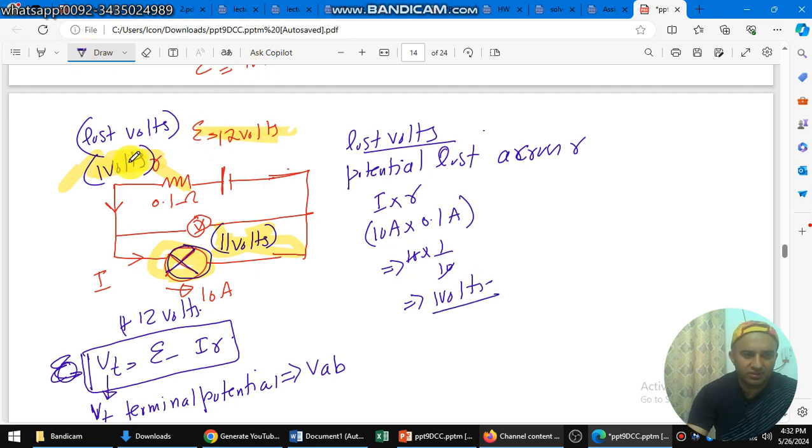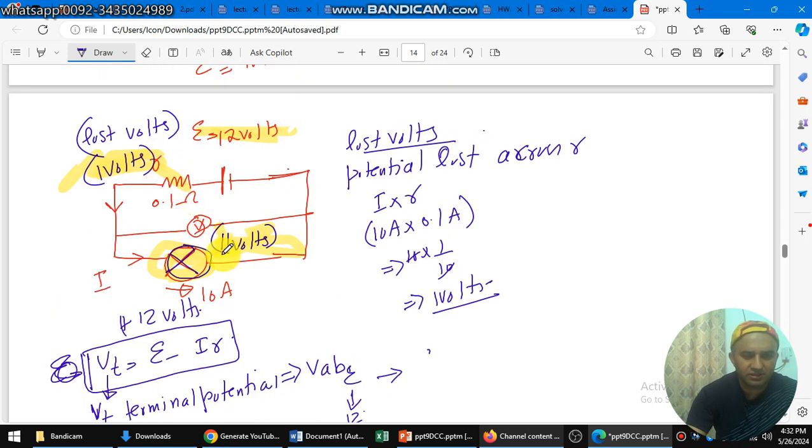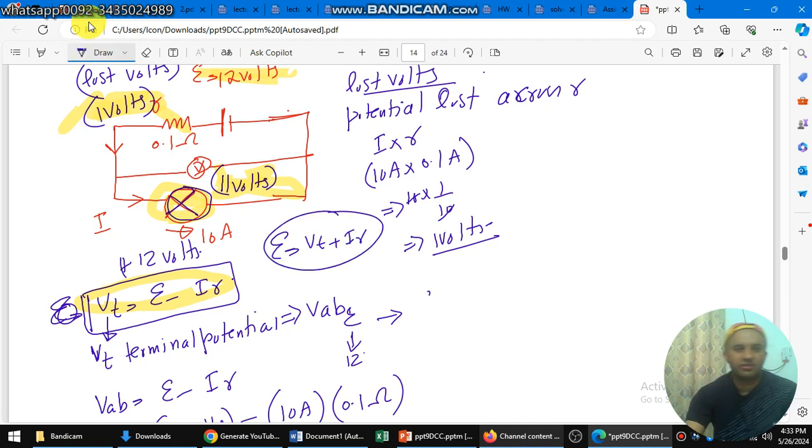So the battery supplies 12 volt as the EMF, the lost volt across the resistance is 1 volt, and the bulb drops 11 volts. So 11 plus 1 makes 12. So there is conservation of energy or potential. The formula is Vt is equal to E minus Ir, or in other words, you can say that EMF is equal to Vt plus Ir. These formulas will be used in the next section. Okay, thank you.